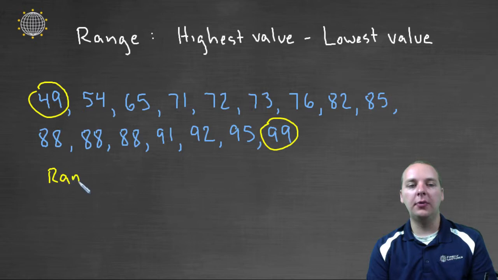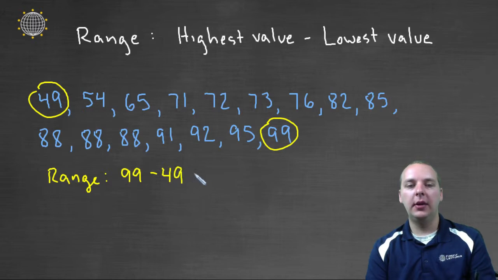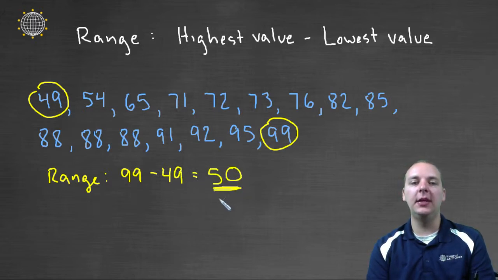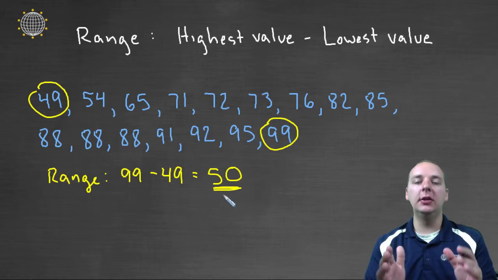So here we go, we'll have a range of 99 minus 49. So this particular data set has a spread of 50. That means it's 50 units from the lowest value to the highest value.